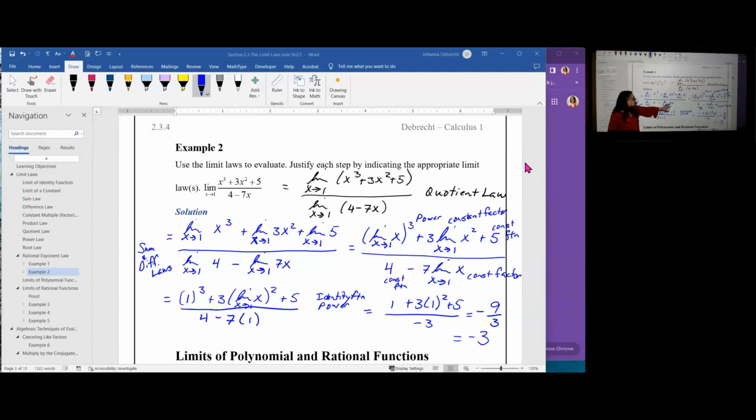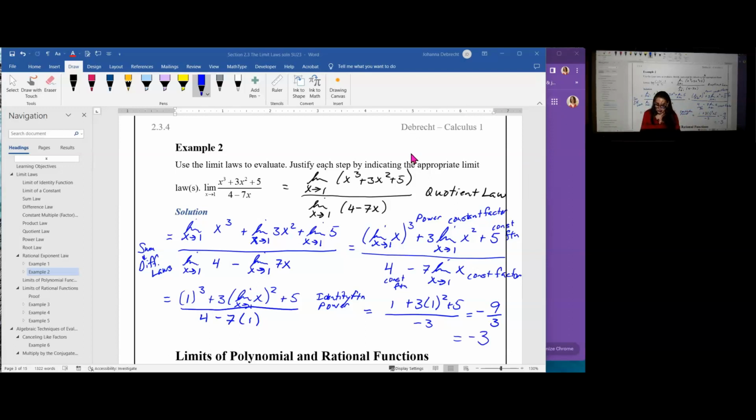In the denominator, I've pulled out the 7 using the constant factor law, and then I evaluate the limit of x as x approaches 1 using the identity function law. Again, I then apply the identity function law here, and this leads me to negative 9/3 or negative 3.